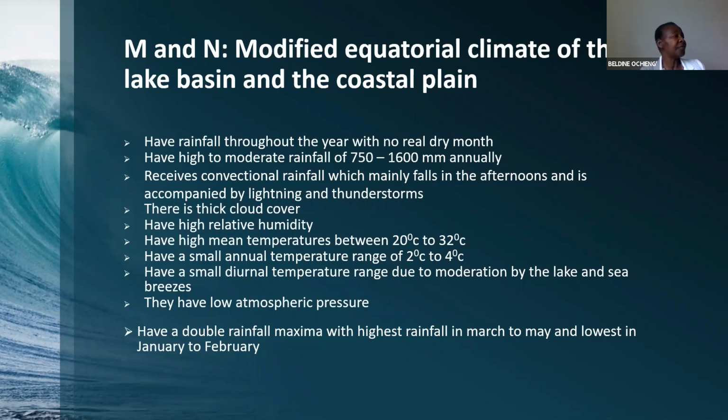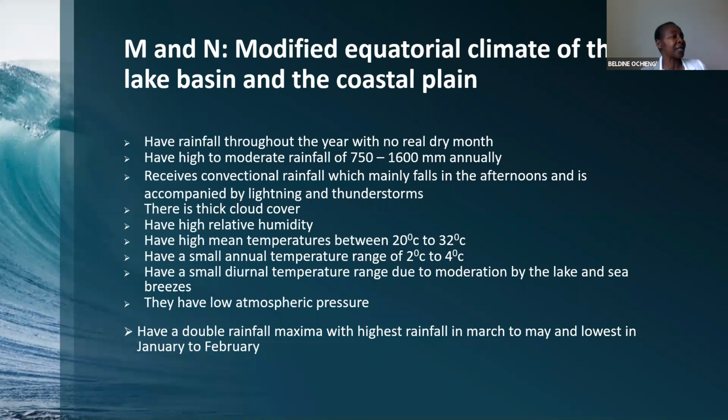We come from all over Kenya. There are those who come from the lake region. Others are from the coastal region. Others are from the interior, the northern Kenya, the southern Kenya, the northwestern part of Kenya. So we are on these water-bodied areas, the M and N, modified equatorial climate of the lake basin and the coastal plains.